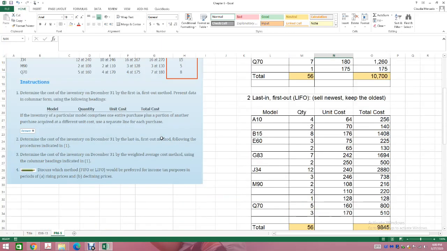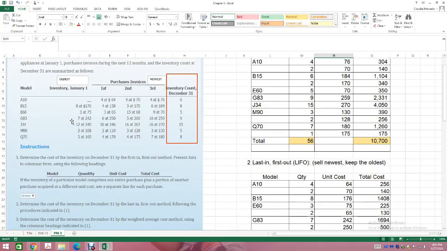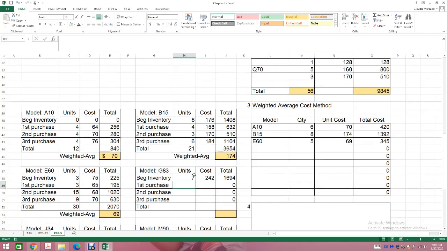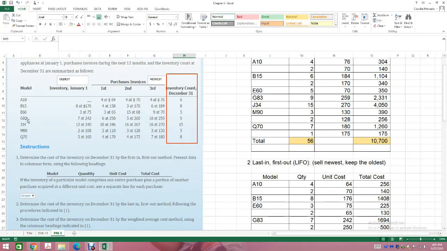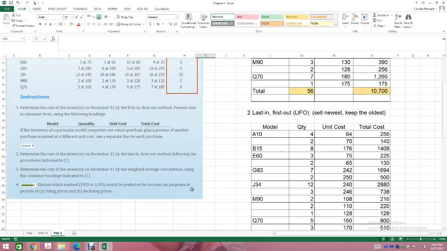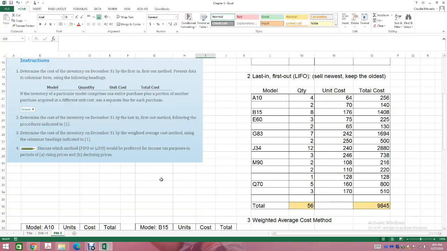The next model is G83. G83 had beginning inventory of 7 at 242. And I'm just going to drag the formula down. If you do it in Excel, it's just so easy because you can do the math within the cells. You don't have to be using a calculator because a lot of students sometimes have issues when they use a calculator. They transpose a number or something. So model G83, we've got our first purchase, 6 at 250. My second purchase, 5 at 260.